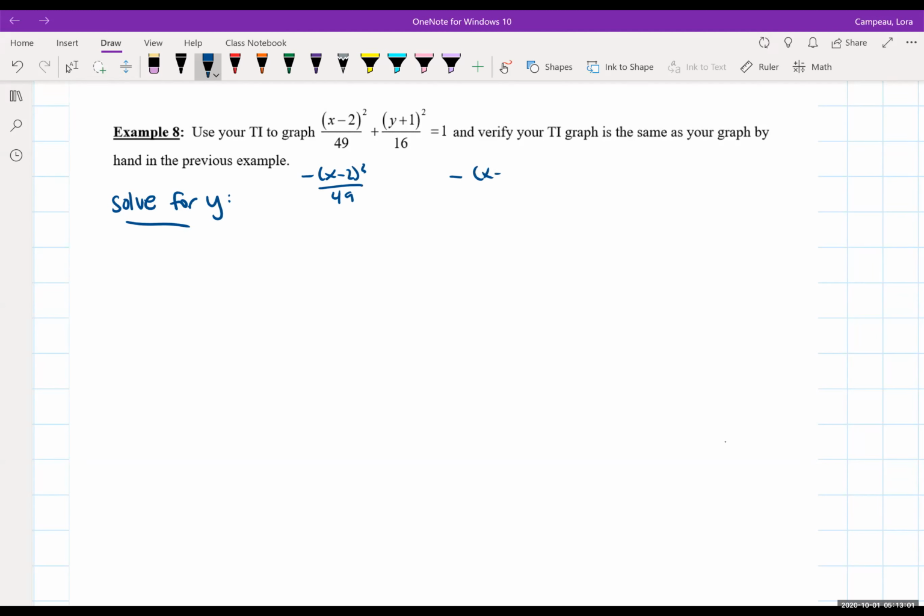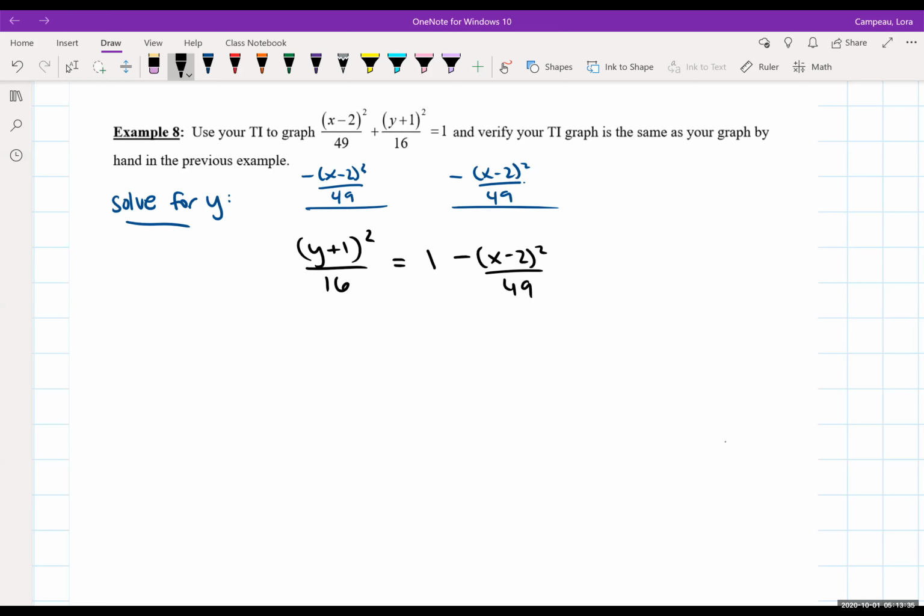It's a little hard to see, scribbling that in there. So what we end up getting is (y + 1)² over 16 equals 1 minus (x − 2)² over 49. And now, to make things interesting, you can see that we're off center from the origin, so it's going to make the equation look a little more complicated.